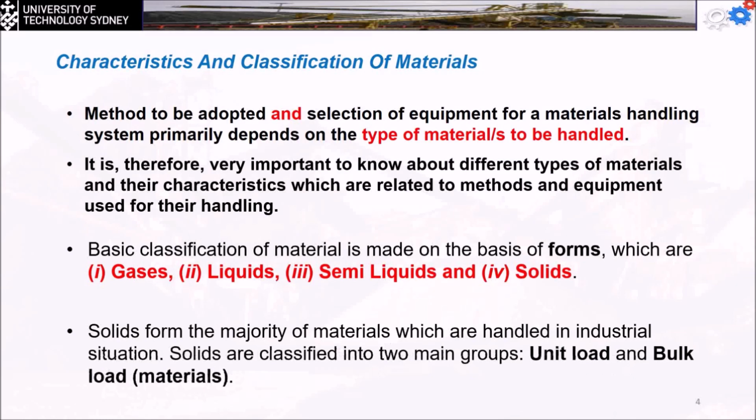Solids form the majority of the materials which are handled in industrial situations. And solids are classified in two main groups, which are the unit load and the bulk load or bulk material. Now, what is the unit load?